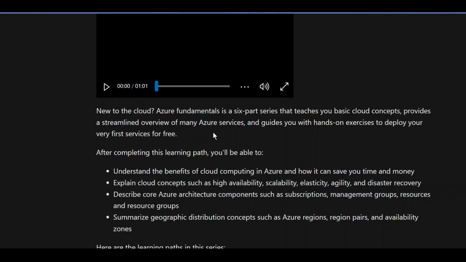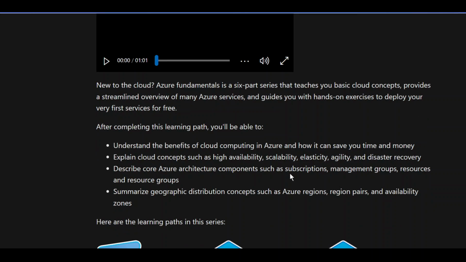After completing this learning path, you'll be able to understand the benefits of cloud computing in Azure and how it can save you time and money. Explain cloud concepts such as high availability, scalability, elasticity, agility, and disaster recovery. Describe core Azure architecture components such as subscriptions, management groups, resources and resource groups. Summarize geographic distribution concepts such as Azure regions, region pairs, and availability zones.